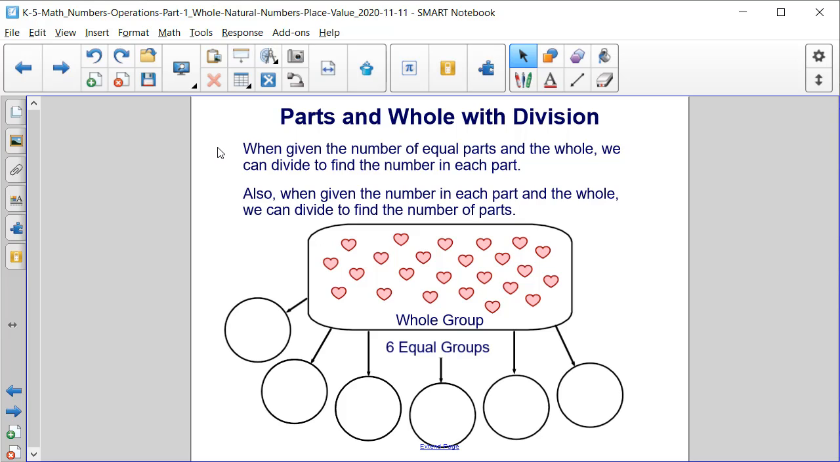When given the number of equal parts and the whole, we can divide to find the number in each part. Also, when given the number in each part and the whole, we can divide to find the number of parts. What we have here is we have the whole group that consists of 24 hearts, and we have 6 equal groups. So let's see how many hearts will fit in each group.